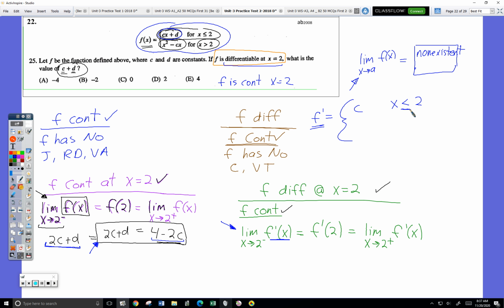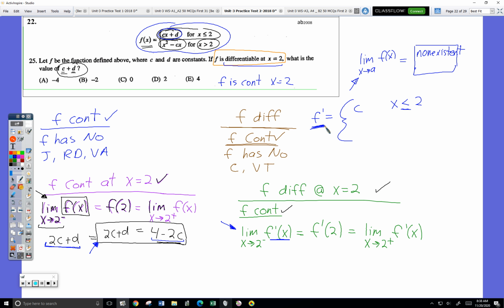Wait, why are we finding the derivative if they tell us that it's differentiable? Oh, I'm trying to find c and d. So the question was, why are we finding f prime? We already know the function is differentiable. We don't really need a test for it.